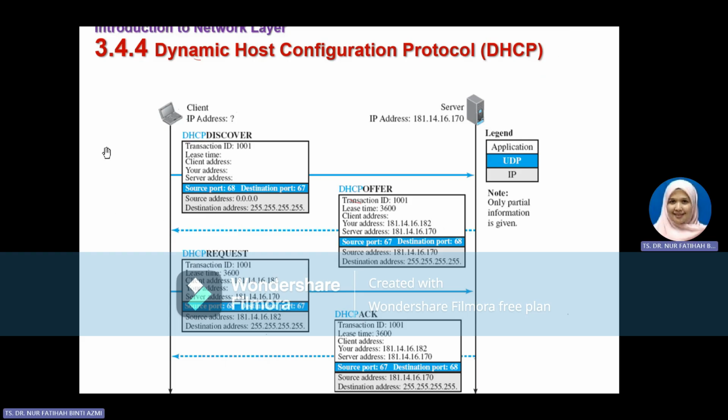And the client will receive this offer and might also receive offers from other DHCP servers too. It can choose one offer and say yes, I will take this 181.1.4.1.6 and 182, or, can I take this from this server. Then this acceptance is the DHCP Request message.